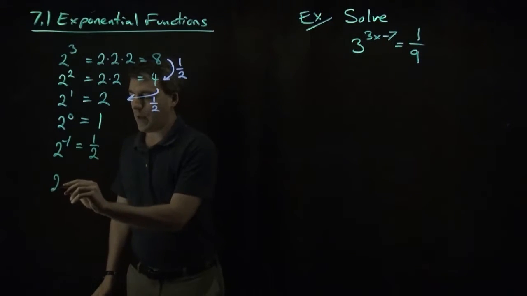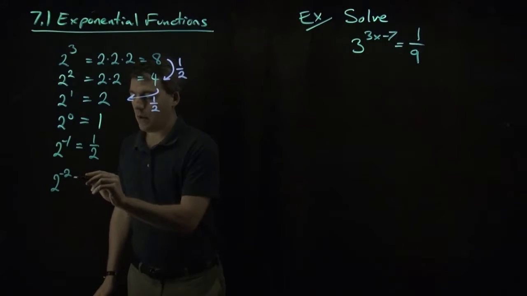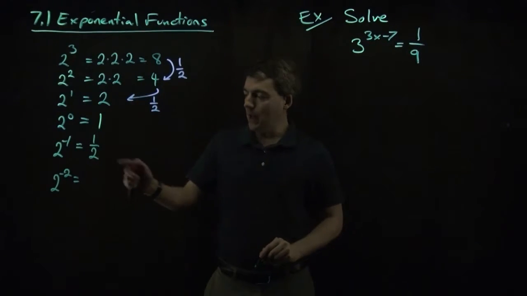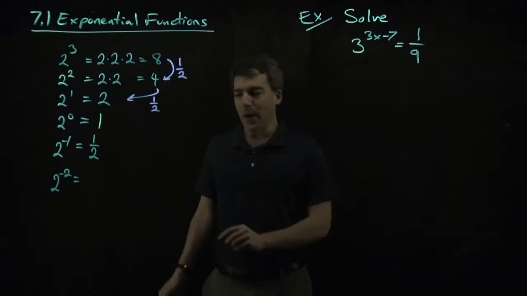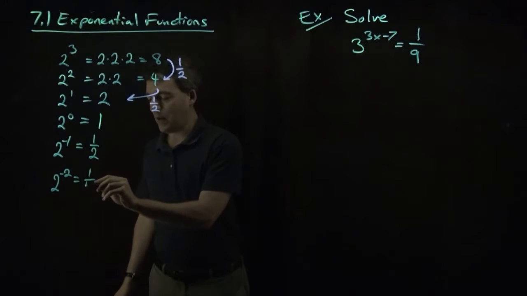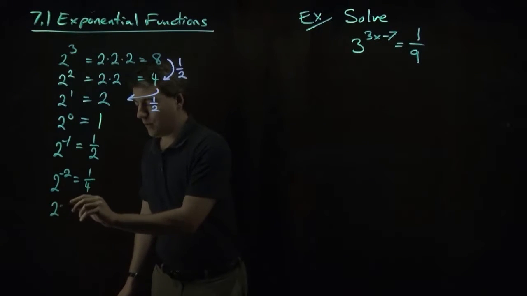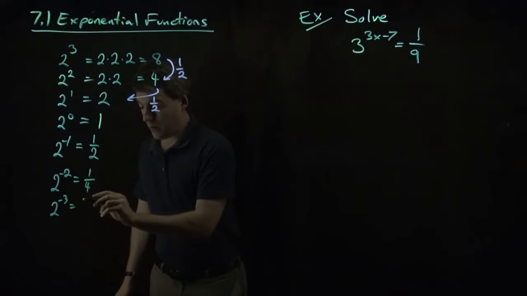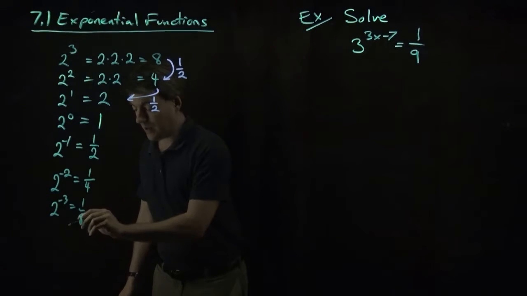How about 2 to the negative 2? We'll divide by 2 again. So 1/2 divided by 2 is 1/4. 2 to the negative third would be 1/8, and so on.